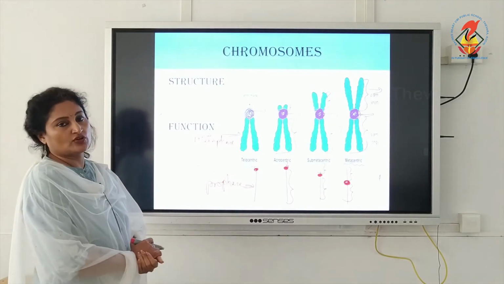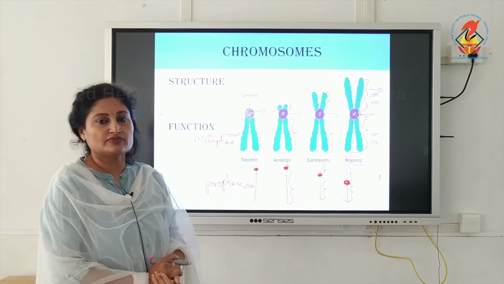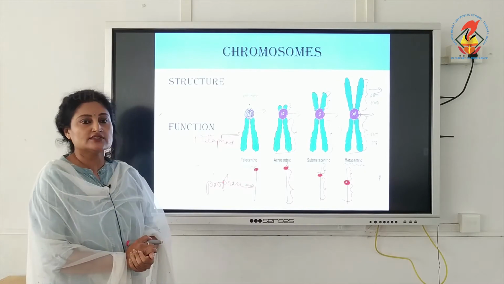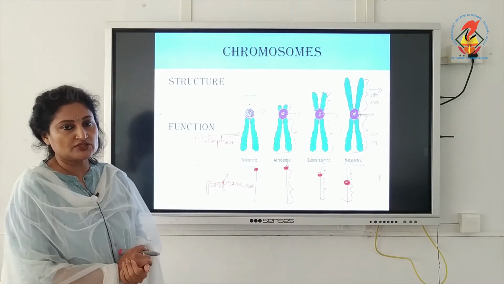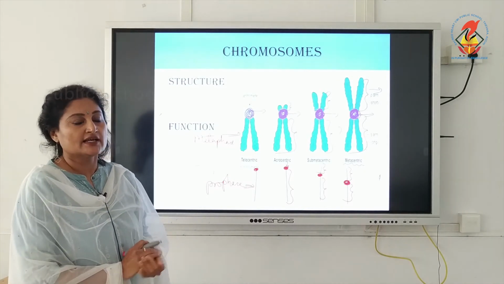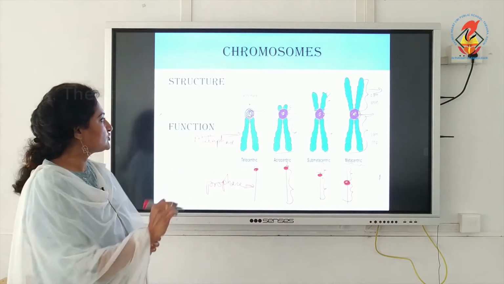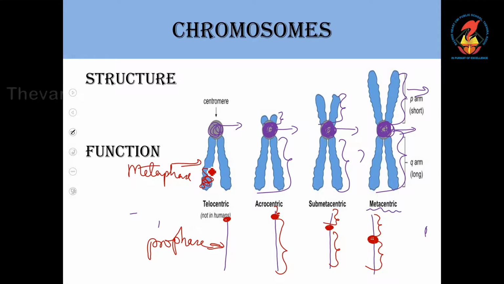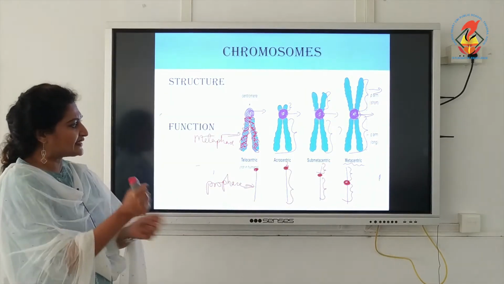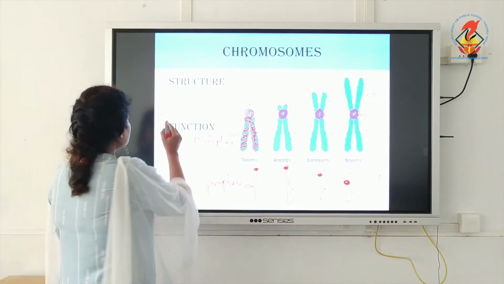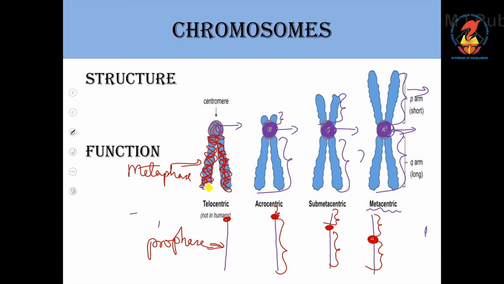The function of the chromosome, next aspect, function. We know they are the carriers of hereditary information, so they are involved in inheritance. They transfer information from the parents to the offsprings. So, these chromosomes are tightly packed with DNA. And the DNA is highly coiled. Their DNA is held with some proteins called non-histone proteins and histone proteins.